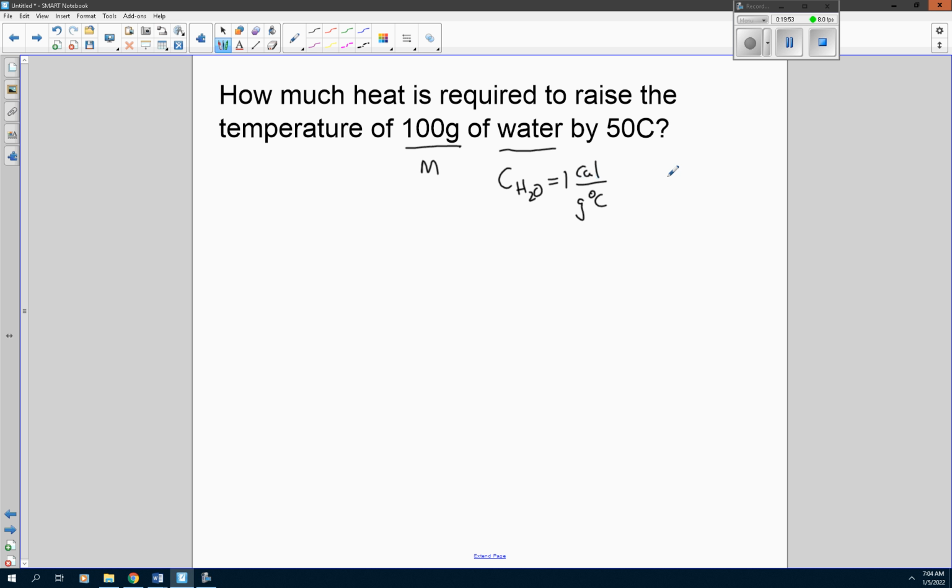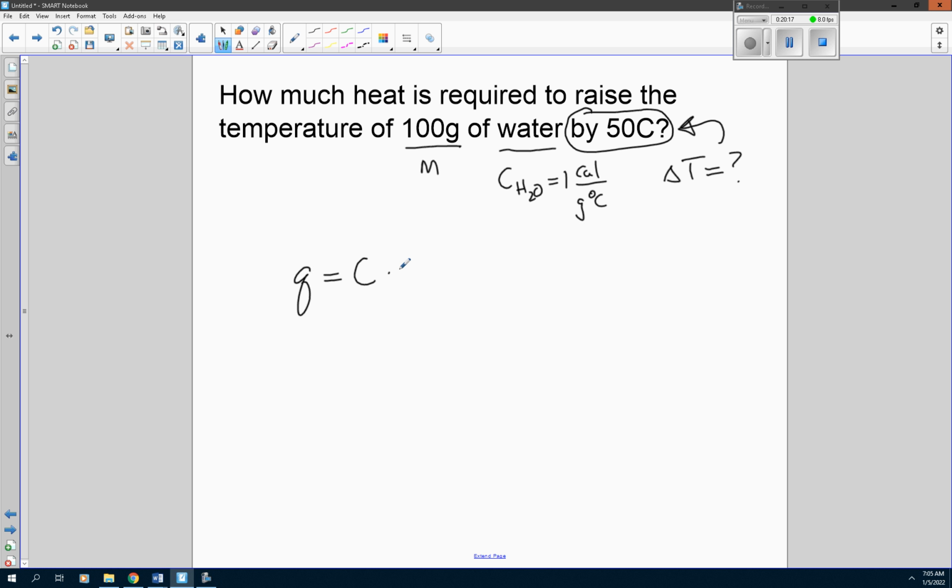And the only other thing we need to know is the temperature change. Does the problem give you the initial and final temperature? Well, no, it doesn't say where it starts and where it ends, but what does this mean? What is the "by 50 degrees C"? That's the change. So we have all three variables we need. Let's plug them into the equation and solve this.